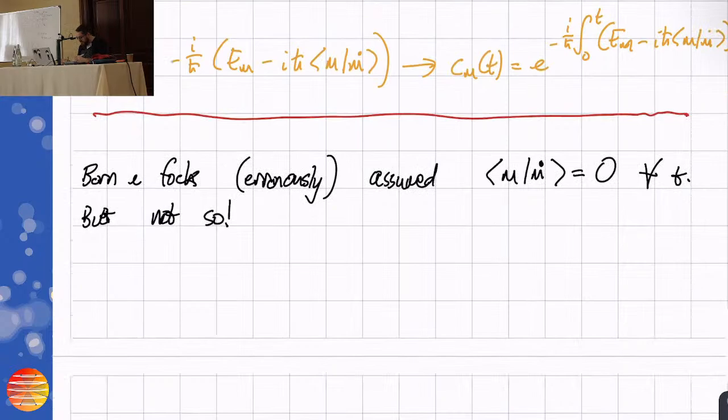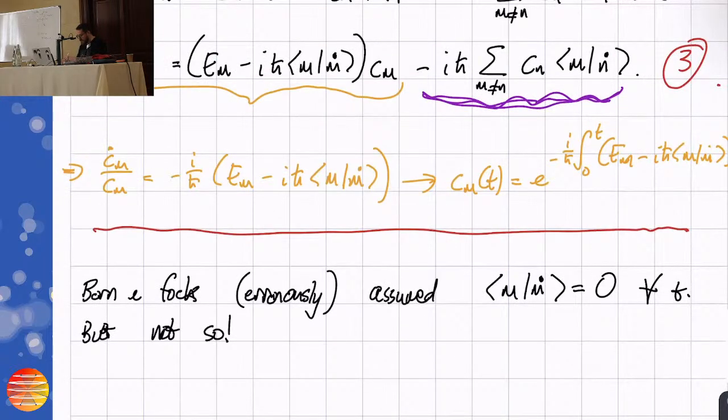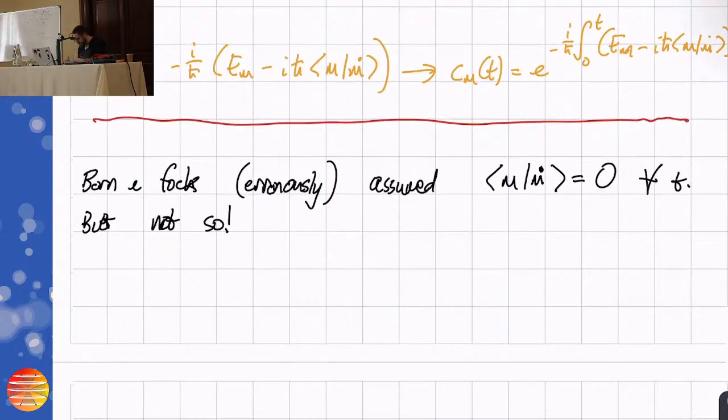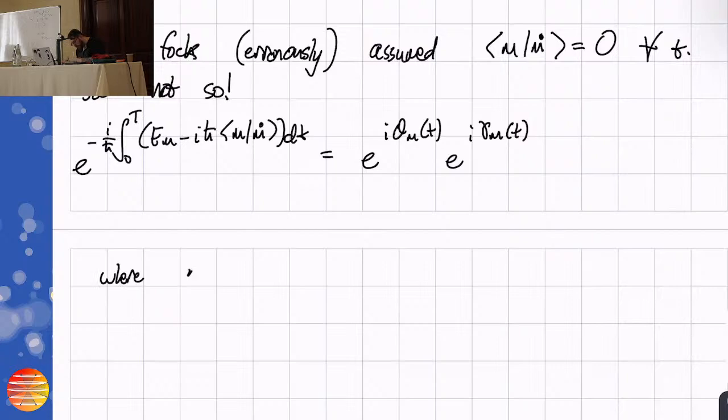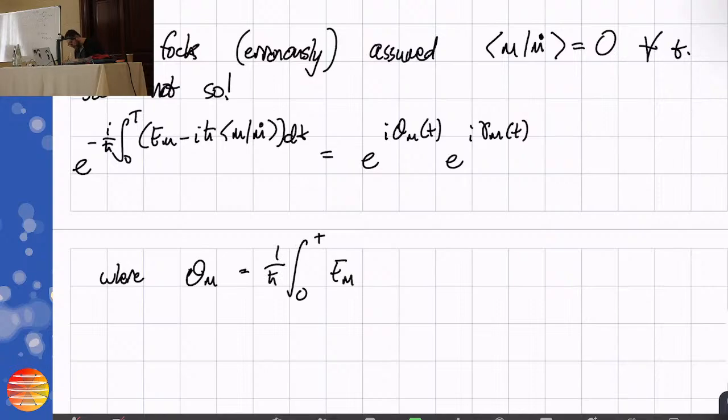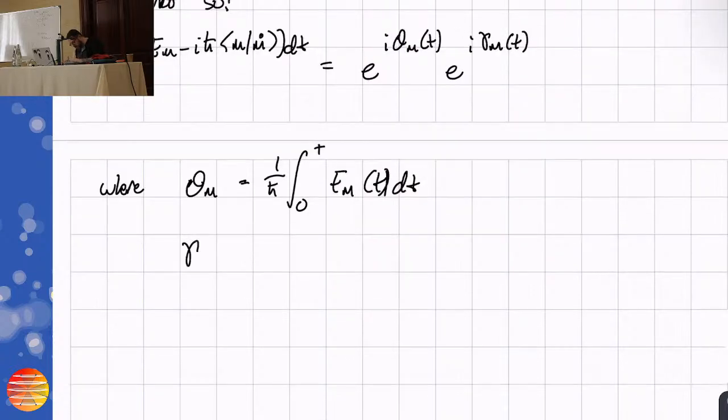So whenever I'm able to neglect this term with the sum, whenever I can simply solve my Schrödinger equation, I can write the exponent, e to the minus i over h bar integral from 0 to t of e_m minus i h bar <m|m dot>, as the product of two phases, e to the i theta_m of t, e to the i gamma_m of t, where theta_m is equal to 1 over h bar integral from 0 to t of e_m of t dt, and gamma_m is equal to i times the integral of <m|m dot>.